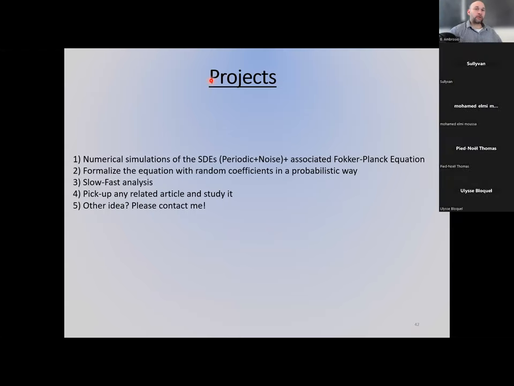All right, so if you want to work on these things, you can pick up any of the related articles and study it. There are a few ideas here, but any of these articles that I talked about, you can pick up one and work on it. All right, so that's it.